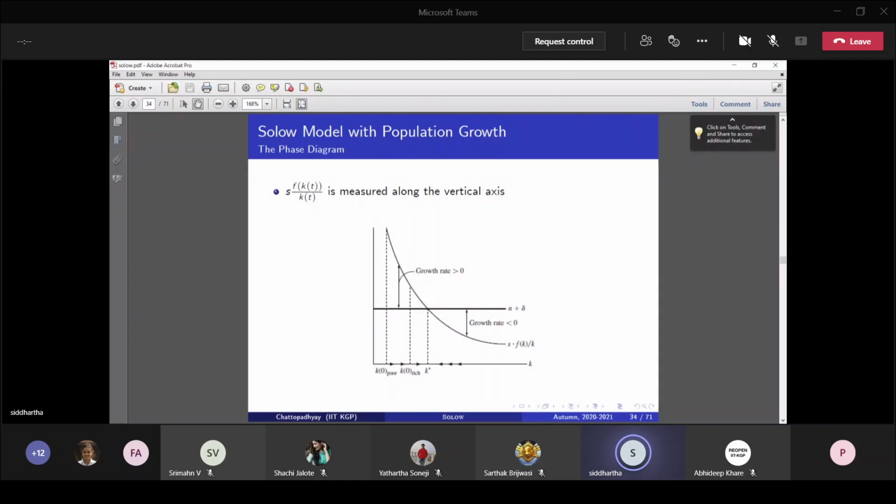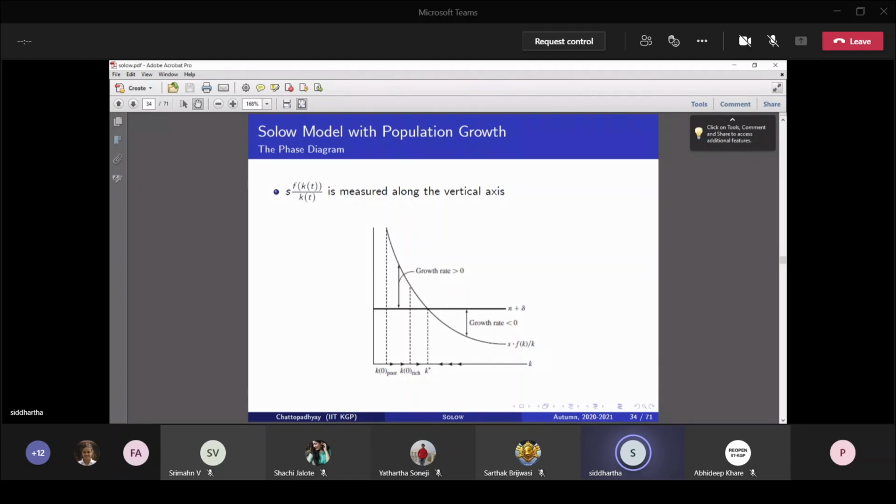Basically, the poor economy, this difference between this n plus delta line and the SF(K)/K line, this dotted line above n plus delta, is determining the growth rate of per capita capital stock in the short run. That means when the economy is out of the steady state. Over here, they have assumed the poor economy is also out of the steady state. Their K0 poor is not equal to K_SS or K star over here.